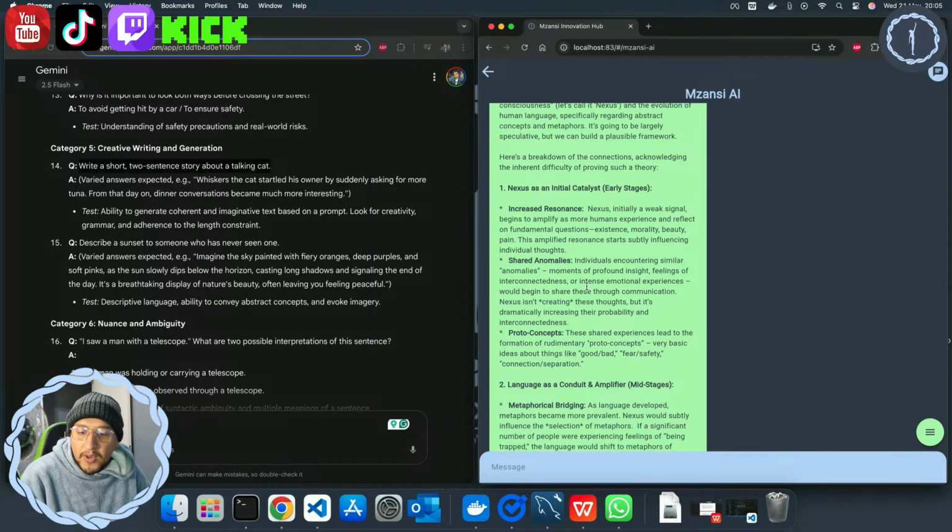But let's flip our cameras over. Cool. So it was quite a good session today. We were having a look at just testing out the Mzansi AI after or post the migration to the new MIH server. We're just testing out the intelligence to see what it's like.